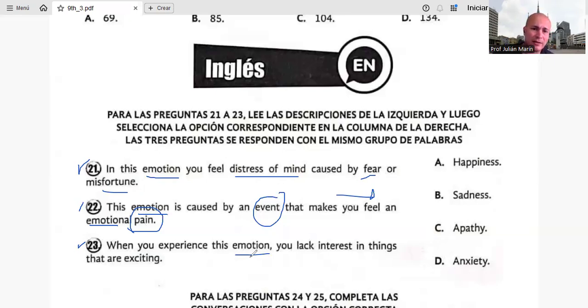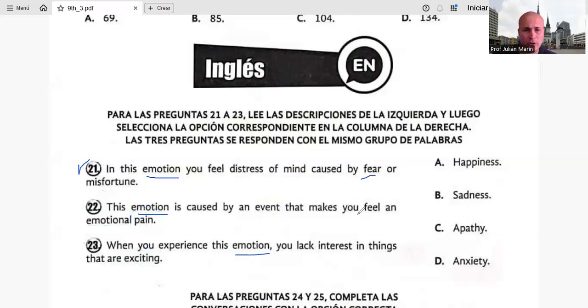When you experience this emotion, you lack interest in things that are exciting. So over here, this is very particular. Things that are exciting, normally you will feel excited. So what could be the opposite of that feeling? If you're not feeling excited, how are you feeling? Happy? I don't think so. Apathy would be directly the one associated with this description. Okay, so let's go back to 21 so we can answer in order.